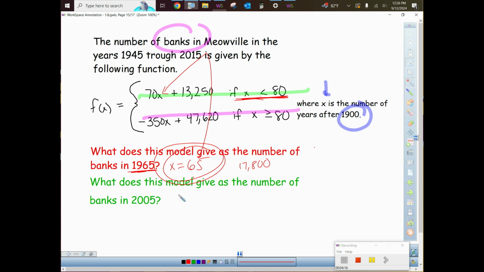When we do that for the next one, what does the model give as the number of banks in 2005? Remember, x is years after 1900, so 2005 minus 1900 is 105. 2005 is 105 years after 1900. Which piece of the pie does this one go in? Well, it has to go in this pink piece right here because 105 is greater than or equal to 80.